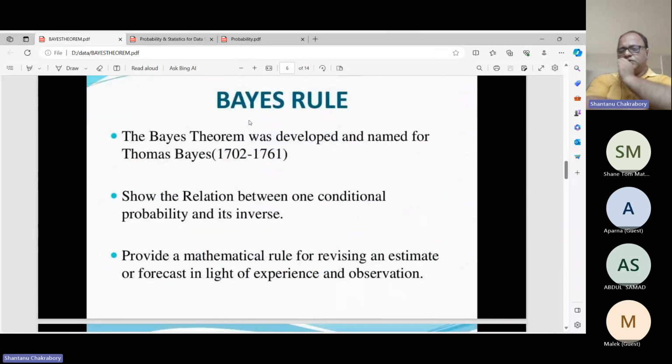So what is the Bayes theorem? It was developed by Thomas Bayes, and it shows a relation between one conditional probability and its inverse. It provides a mathematical rule for revising an estimate or a forecast in light of observation. How we revise an estimate or a forecast in light of experience and observation is explained by the Bayes theorem.